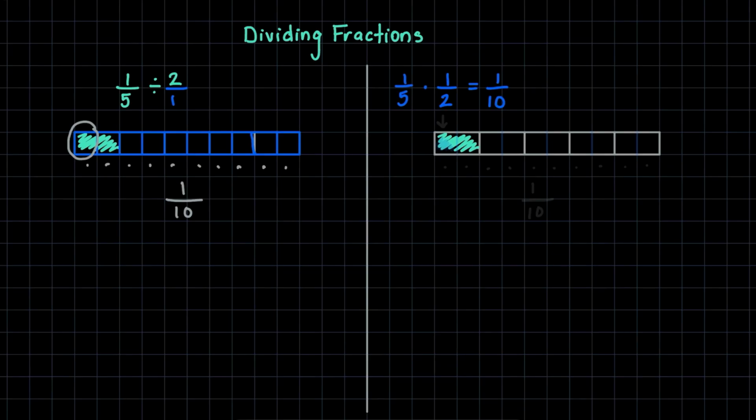So when I split the 1/5 in 2, what size are each of those pieces, is what you're asking yourself when you divide. 1/5 times half means split each of my fifths in half. And I want one of those halves. So 1, 2, 3, 4, 5, 6, 7, 8, 9, 10 is my denominator, and I have one piece.